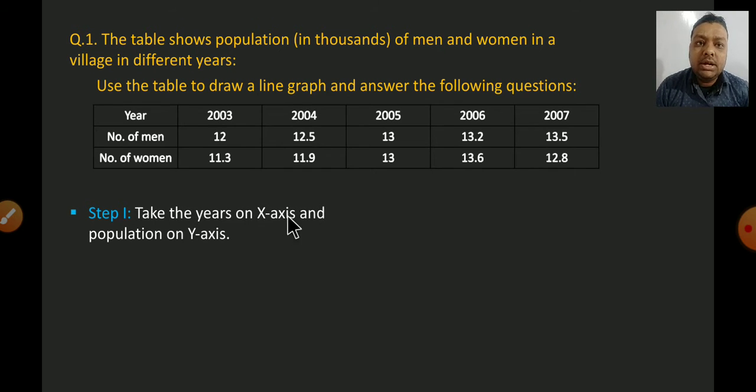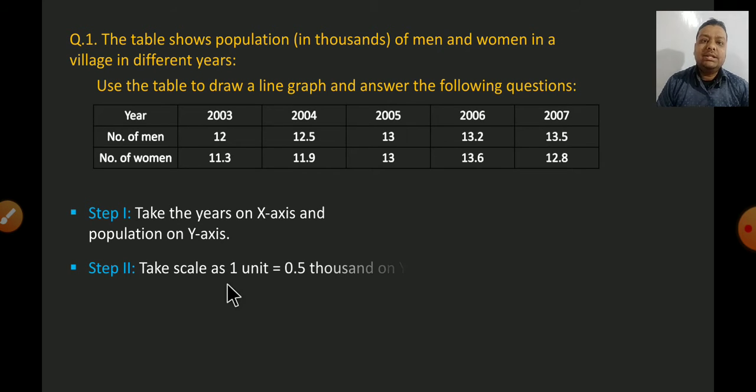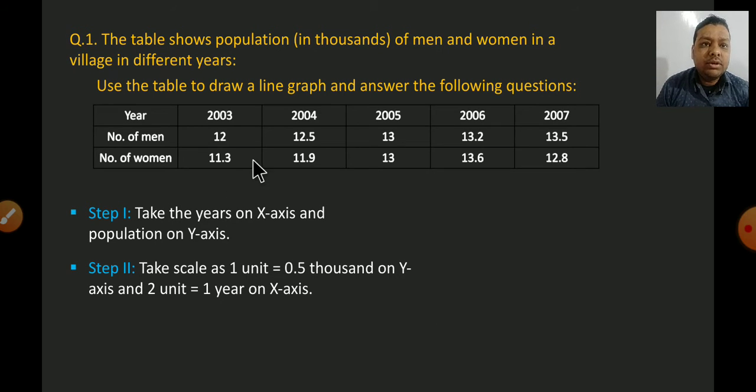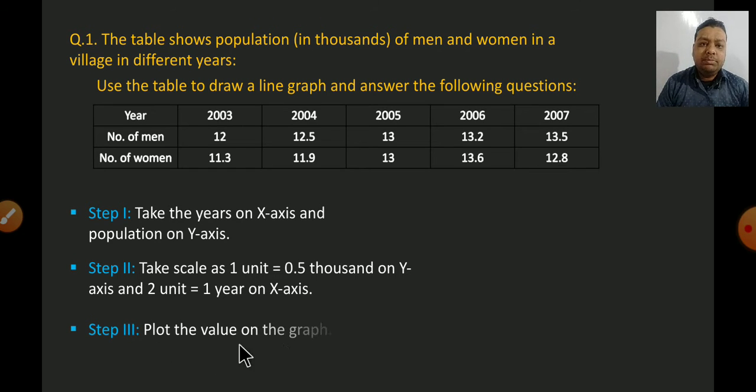Take the years on the x-axis and population on the y-axis. Now step 2, take the scale as 1 unit equal to 0.5 thousand on the y-axis. Why 0.5 thousand? Because then we can easily point out the population values. Now step 3, plot the values on the graph.